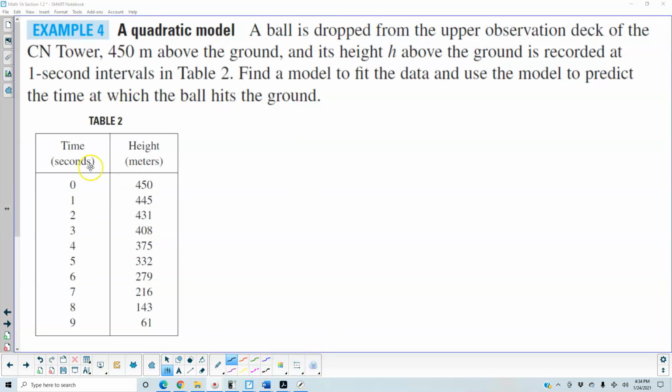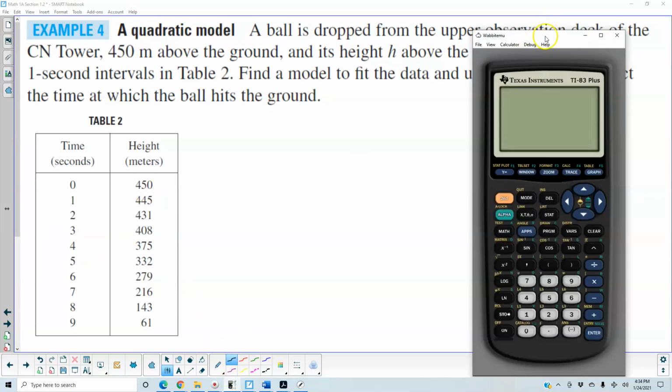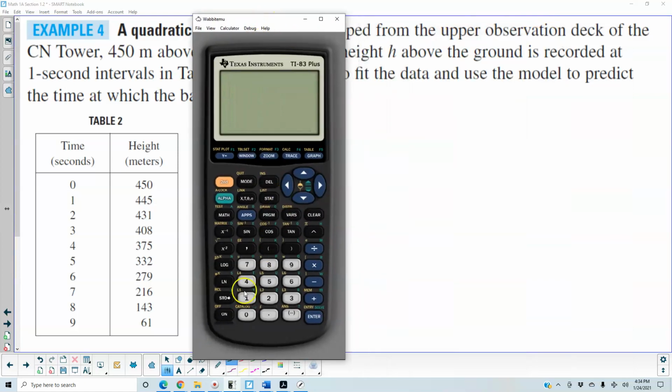So the first thing we want to do is put this data into either the TI-83 or 84 or into Desmos. Let's start out putting it into the TI-83/84 calculator. So here's my calculator. The first thing I want to do is edit these numbers into two columns. You have time in seconds and height in meters.